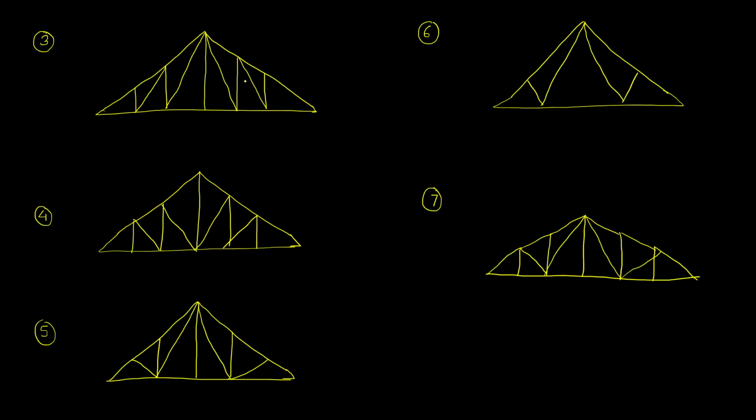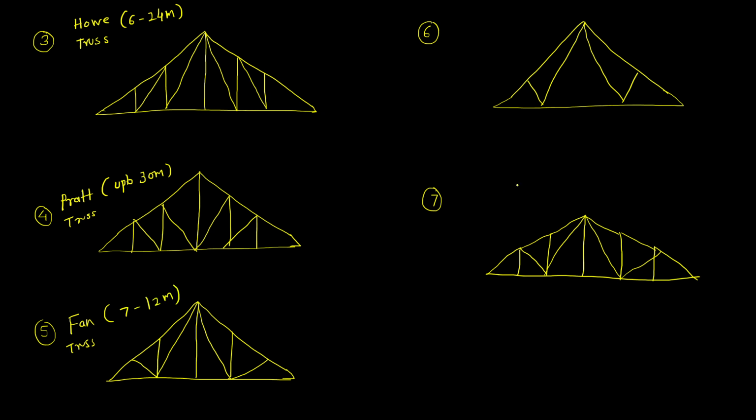Now other than this, there are a few other important trusses, so I have drawn them here. You just have to remember the name and the span. This is called Howe truss, and the span is 6 to 24 meters. Then the next is called Pratt truss, and it can be used up to 30 meters. Then the next one is called a fan truss. This can be used for 7 to 12 meters. Now this sixth one here is called Fink truss. The range is 6 to 9 meters.